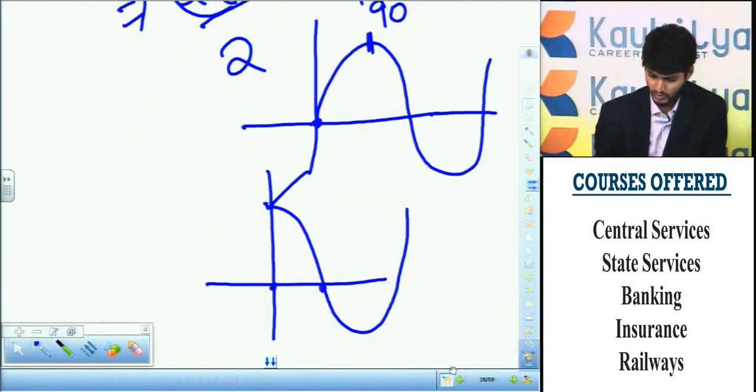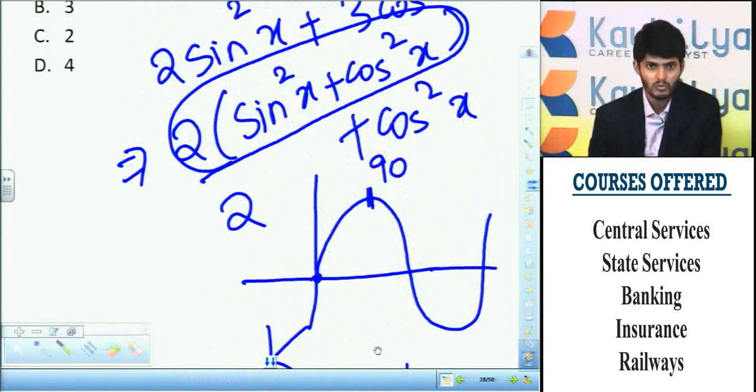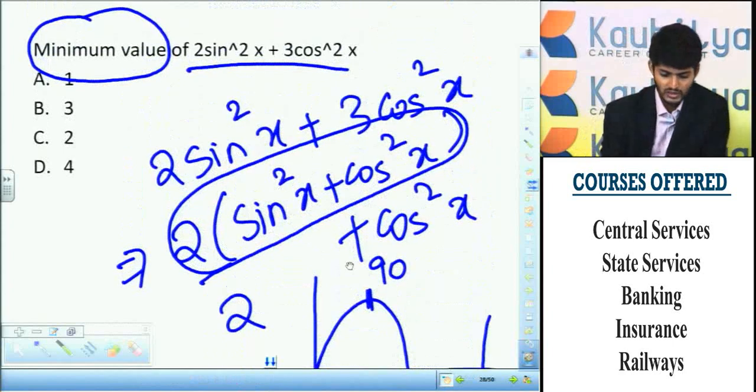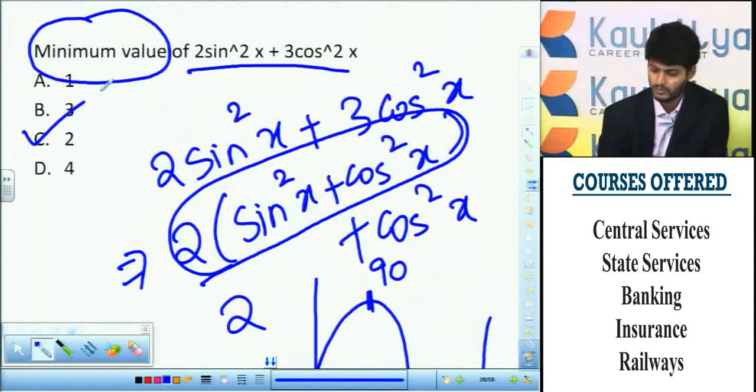Suppose I am trying to deal with this problem. From this problem I can clearly understand 2 sin square x plus 2 cos square x minimum value is 2 and the cos square value can be 0. When x is equal to 90 degrees in the given problem, it can be 0. So the minimum value of the first expression is 2 and the second expression will be 0. So overall, if I want to find out minimum value, then the answer will be 2 in the given problem. So you can take C as your option.